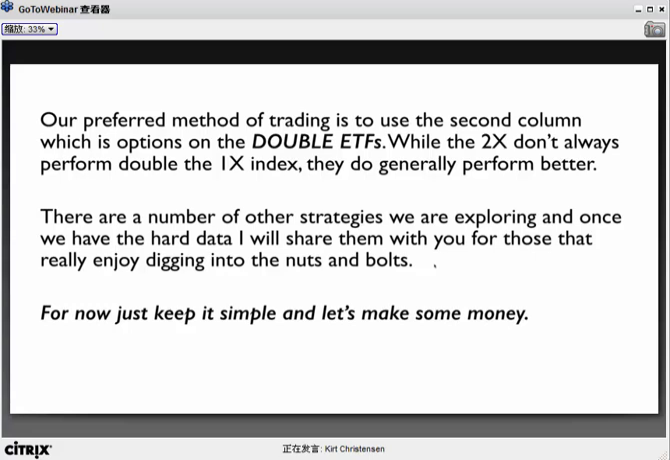Well, we just covered this briefly. Our preferred method is to trade the second column, which is the options on the double ETF. While the 2 times ETFs don't always perform double the 1 times index, they do generally perform better. Now, there's a number of different ways that you can do this, but for now, let's just keep it simple and make some money. Let's talk exactly what we're talking about.